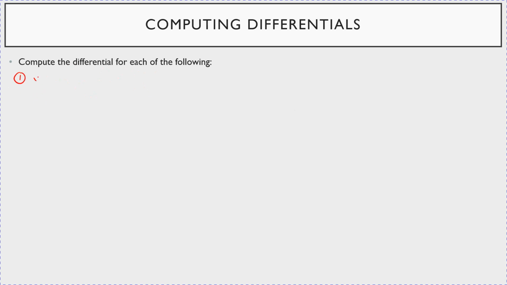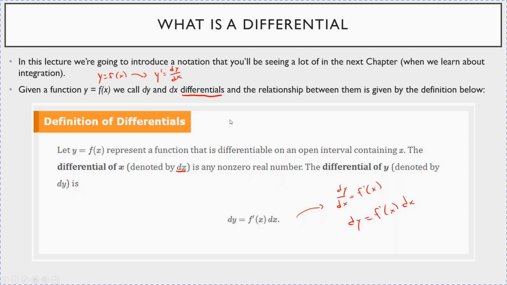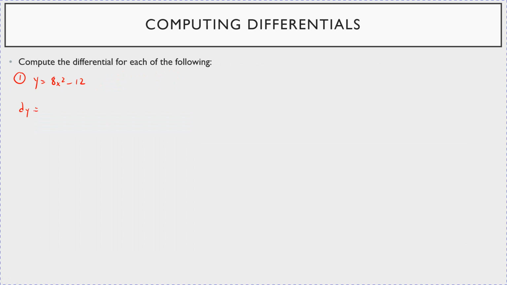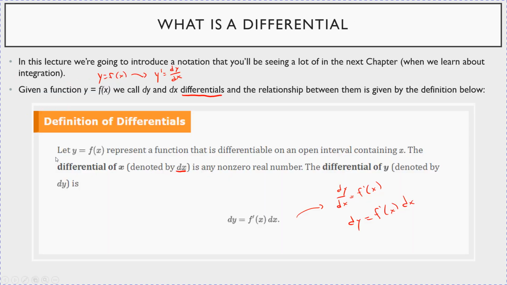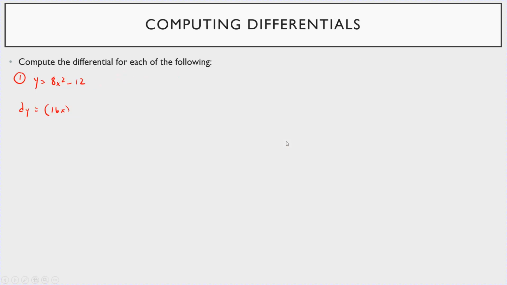We'll look at y is equal to 8x squared minus 12. I want to find the differential of y, dy. Looking back, dy is equal to the derivative of the function, f prime of x, times dx. So I take the derivative of this: bring the 2 down, and you get 16x times dx. That's all you need to do here. So dy is equal to 16x dx. Boom, we got it.